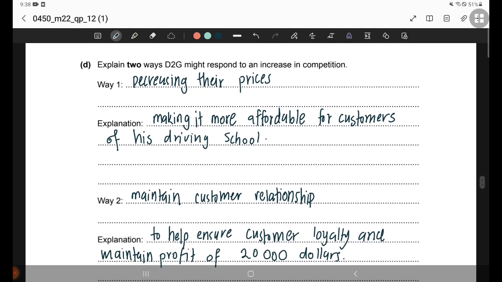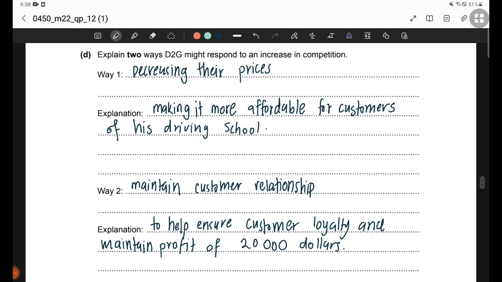Okay, next for part D. Explain 2 ways D2G might respond to an increase in competition. So there are obviously a lot of ways. You can use your own words. It doesn't really have to be from the book or from the marking scheme, because I know many people tend to memorize the marking scheme.